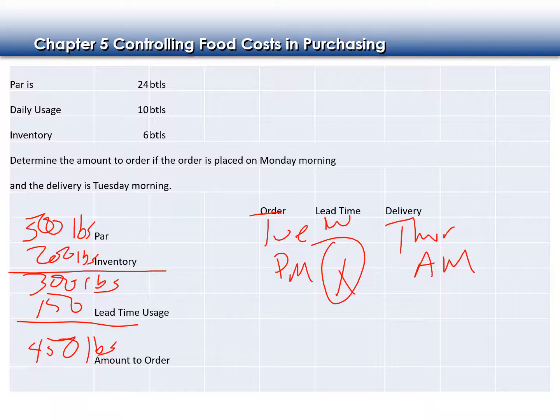So that's kind of the lead usage time is the thing that a lot of people forget about. Okay, we don't want to be left short-handed. Questions, comments, concerns about that? Yeah, so the Tuesday night ordering, you said that you're taking inventory, so it's already what you used for that day. Exactly. So that's why you're not adding Tuesday's usage. Okay. Yep.